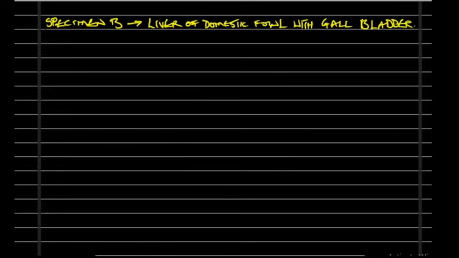Specimen B is talking about the liver of domestic fowl with gallbladder. That is what specimen B has for us. So what are we talking about? A domestic fowl is the normal fowl of poultry birds that we have in our houses.